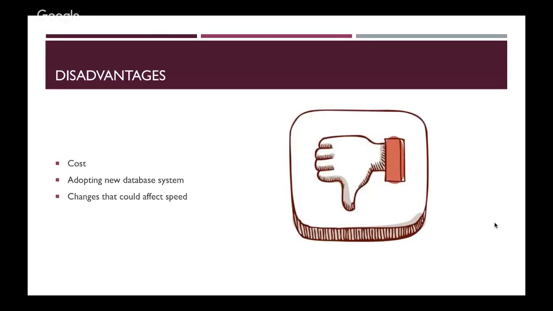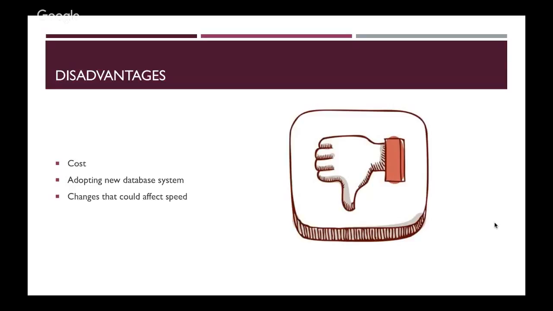And then some disadvantages of in-memory databases. The first would be cost. It is less expensive to have memory on a disk than it is for an in-memory database. It's just less expensive for the disk. But the cost of in-memory is going down.